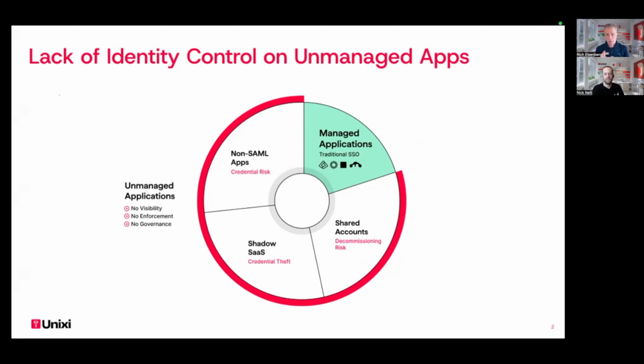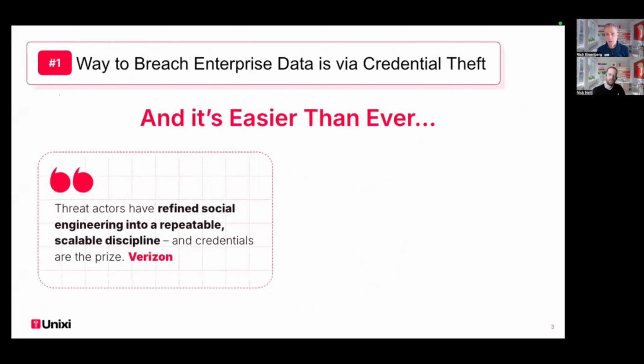And both of these buckets wind up being huge decommissioning risks because 40% of employees, when they leave, retain access to applications. And if they are taking these critical shared account usernames and passwords with them, then you have a potential huge leakage issue. So this is the problem of having a lack of identity control around these unmanaged apps. And that's really what we're focused on here today.